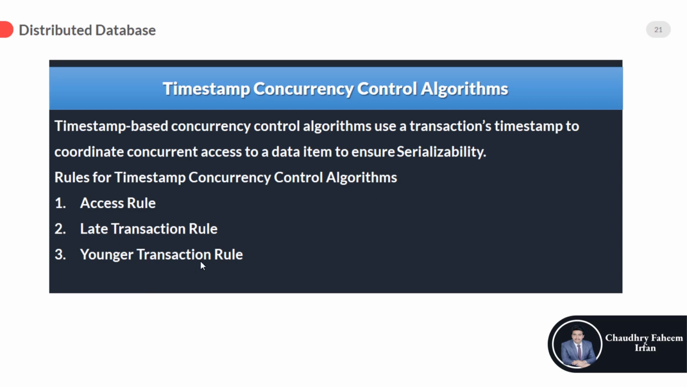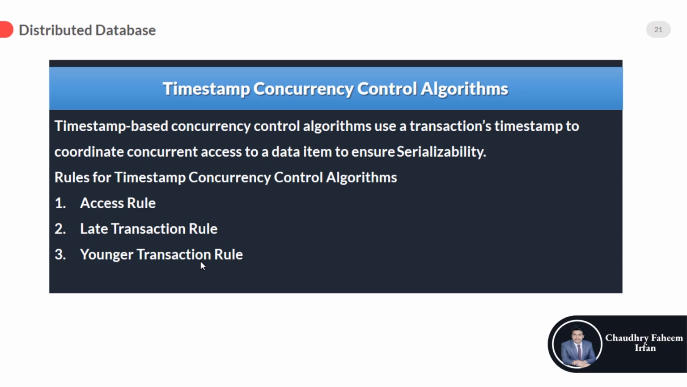First of all, the access rule. This is a very simple rule: respect your elders. When two transactions try to access the same data item simultaneously for conflicting operations, priority is given to the older transaction. That's why I am telling you this is a very simple rule. This causes the younger transaction to wait for the older transaction to commit first.